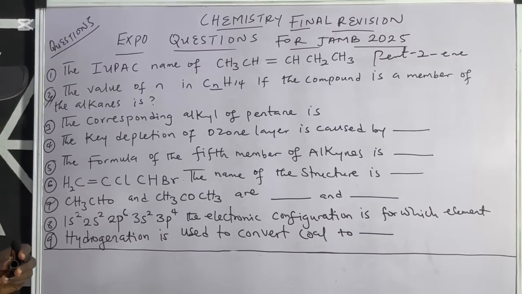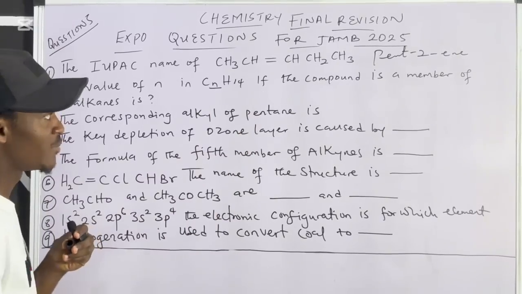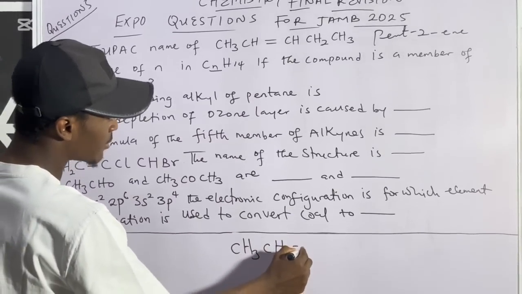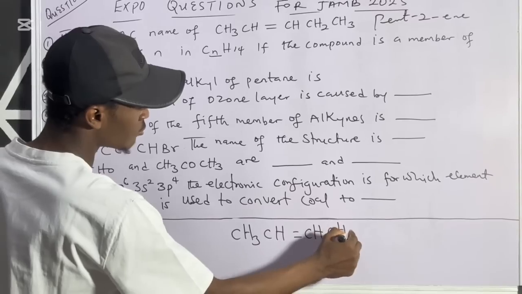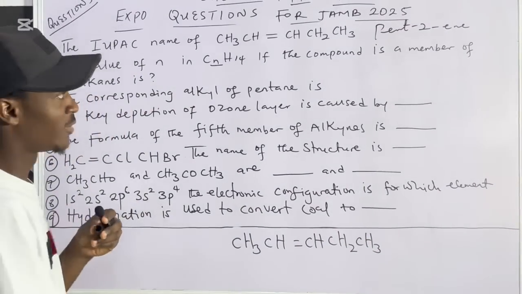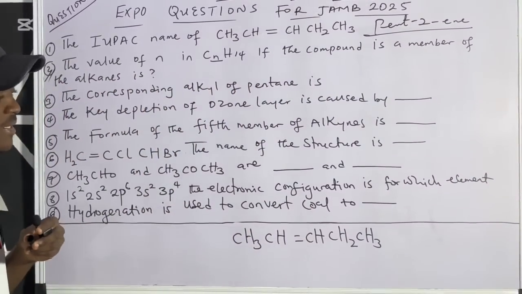Looking at question 1. Question 1 is the IUPAC name of this structure. This is under organic chemistry. So which is CH3, CH, then double bond, CH, CH2, and CH3. This question is a very, very cheap one. Even the answer is already revealed here, pent-2-ene. But how can we get the answer?